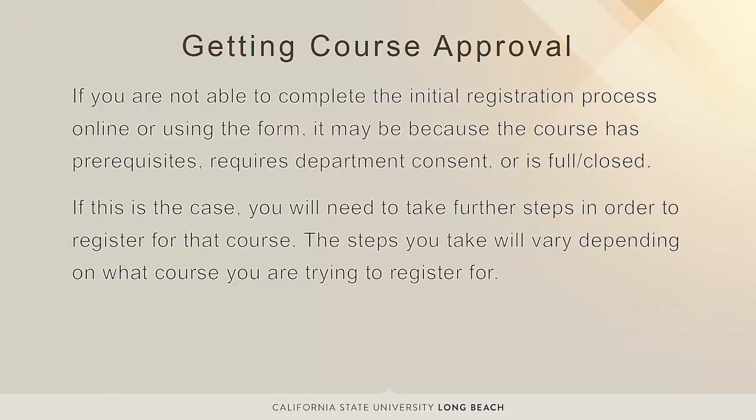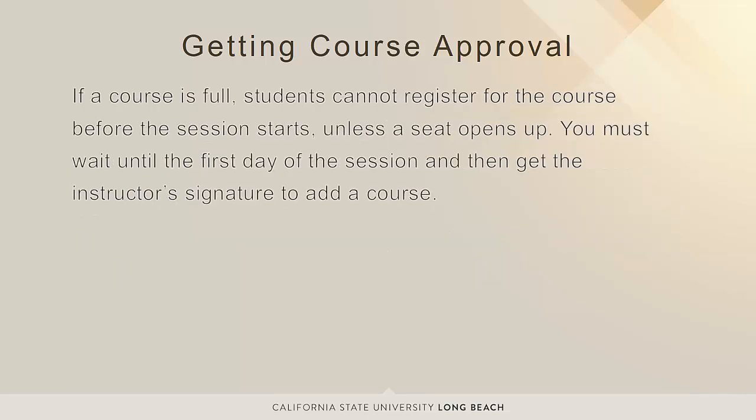If you are not able to complete the initial registration process online or using the form, it may be because the course has prerequisites, requires department consent, or is full or closed. If this is the case, you will need to take further steps in order to register for that course. The steps you take will vary depending on what course you are trying to register for. If a course is full, students cannot register for the course before the session starts unless a seat opens up. You must wait until the first day of the session and then get the instructor's signature to add a course.